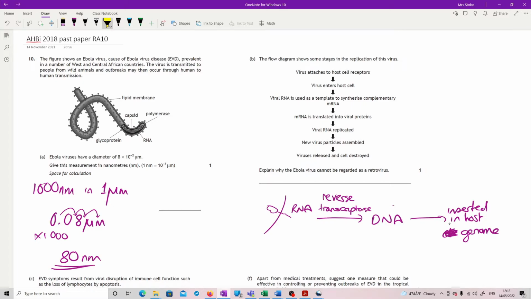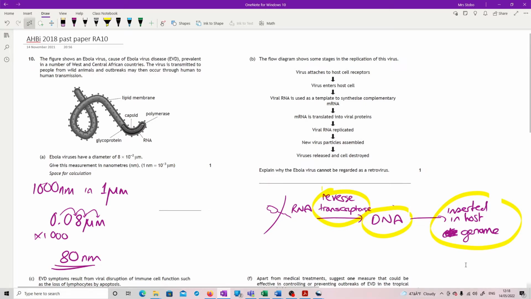So we have the viral RNA is used as a template to make RNA. So we have not got reverse transcriptase, we have not got RNA converted to DNA, and we've not got it being inserted in the host chromosome. So all of those are reasons to say it's not a retrovirus.